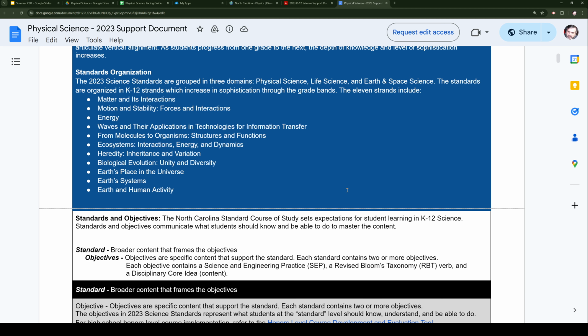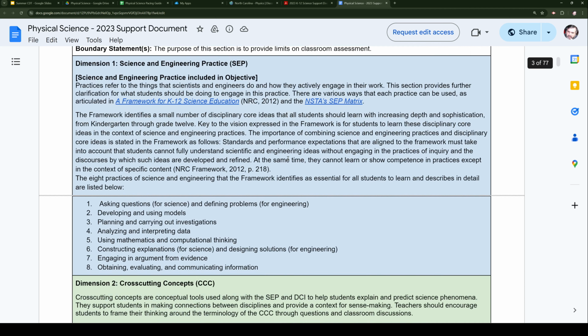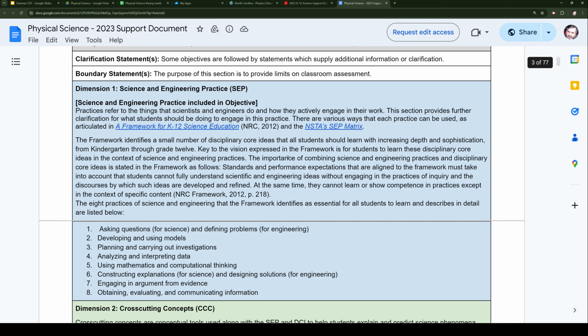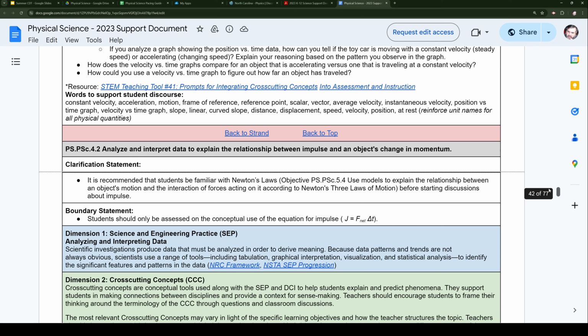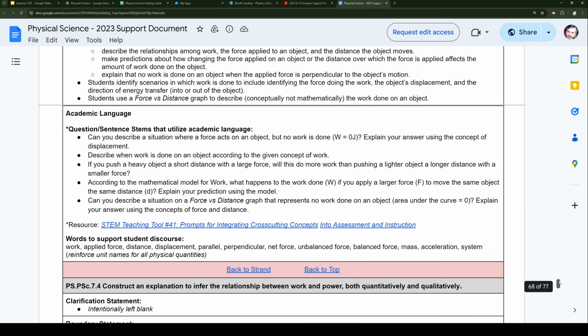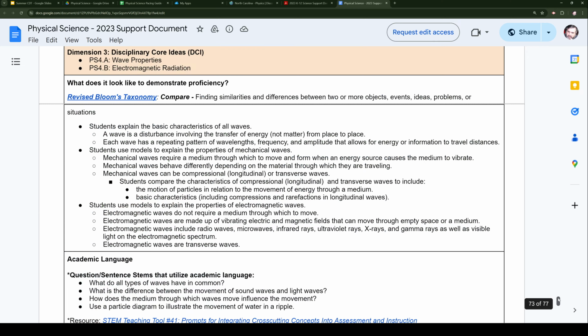Organizes the standards organization, three domains: physical, life, and earth. But that's for lower grades. I don't want the lower grades. I want the high school version. Do they have everything in here? What do they have?